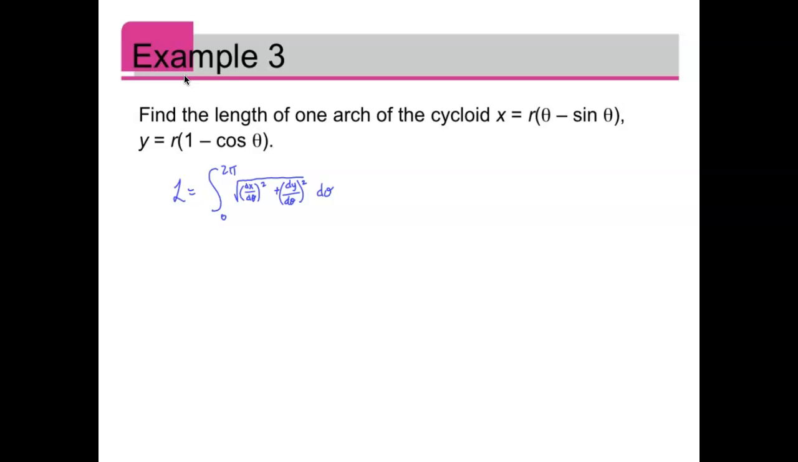Okay, so just off to the side, let's real quick figure out what dx d theta is. Looking at x, remember that r is a constant, so that's just r times the derivative of theta, which is 1, minus the derivative of sine, which is cosine, so cosine theta.